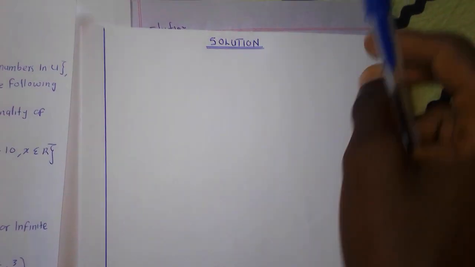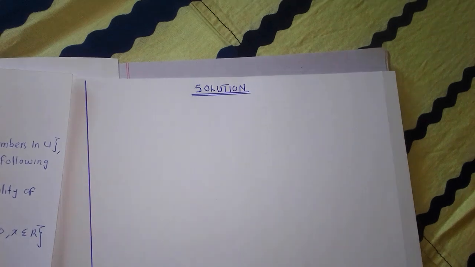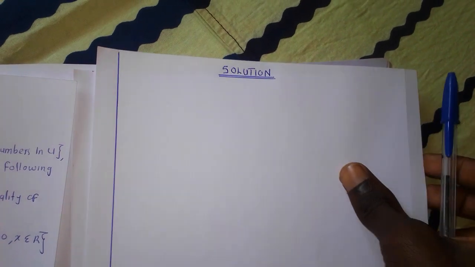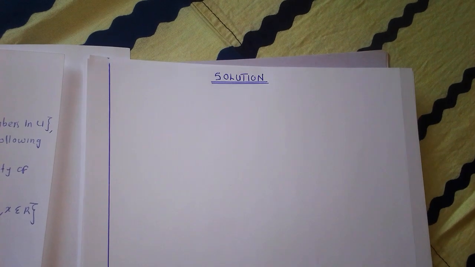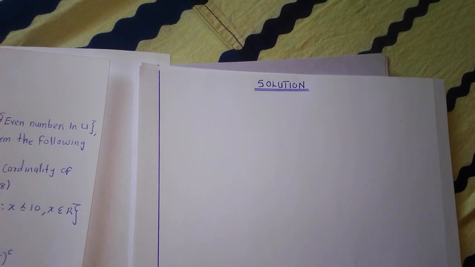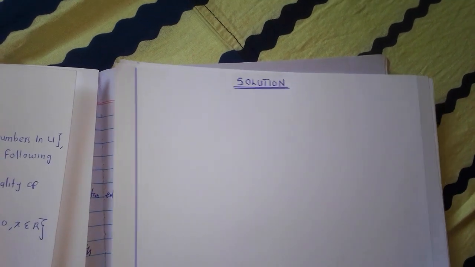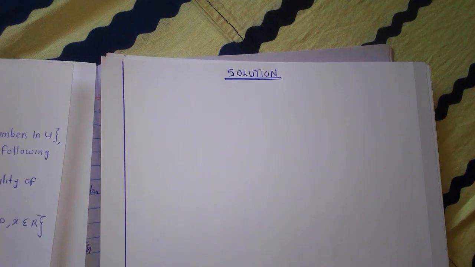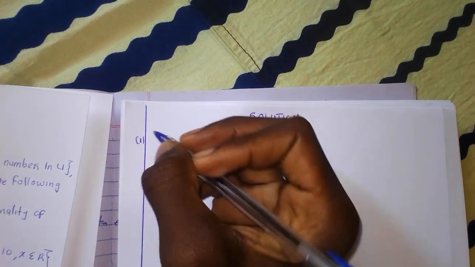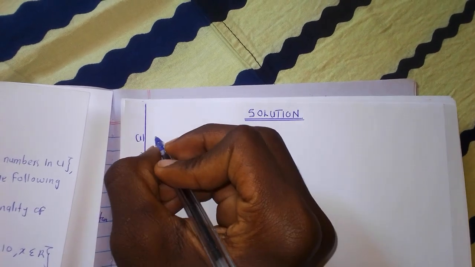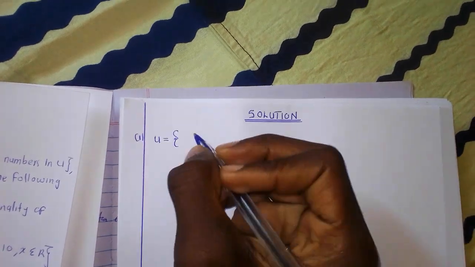Okay, so I'm going to do the solutions from here and hope you'll be able to grasp what I'm going to teach. Okay, so we start. So now we're doing the first question. We have been told that U is this set, the universal set.